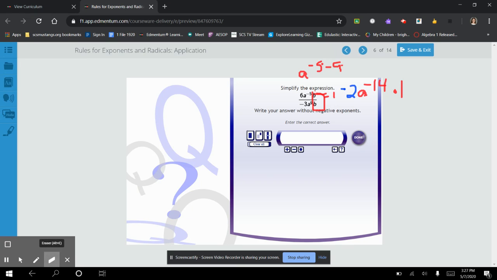So if I go through and double check my answer to see if it's a good answer, the negative 2 is okay. The a to the negative 14 is not okay. It needs to go to the other side of that fraction. So negative 2 divided by a to the positive 14th times 1. That will leave your answer as negative 2 divided by a to the 14th.